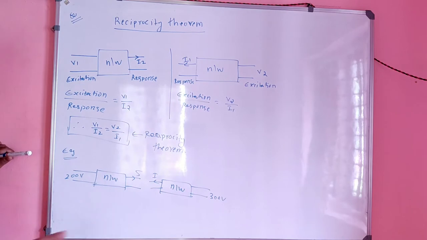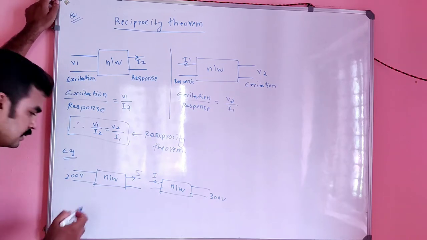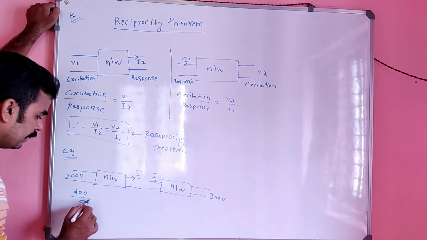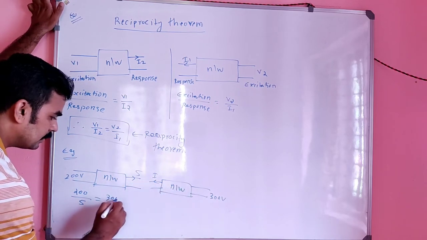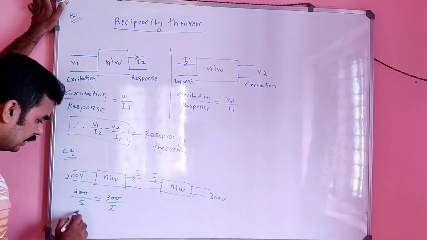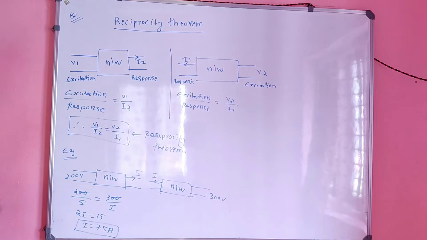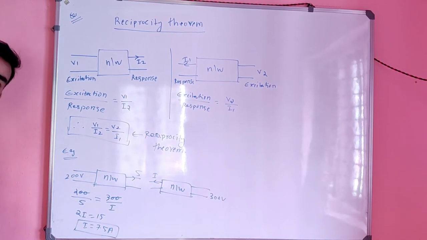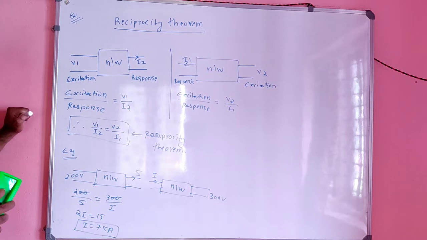So how can we solve this? By applying the concept of the reciprocity theorem. Definitely in the question they will mention it is a single source network. The ratio of excitation to response is always constant. So 200 divided by 5 will be equal to 300 divided by I. This gives 2I equal to 15, or I is equal to 7.5 ampere. So this type of question you may expect in your examination. Is it clear? I think there is no doubt at all.